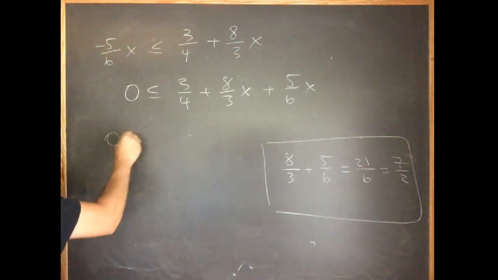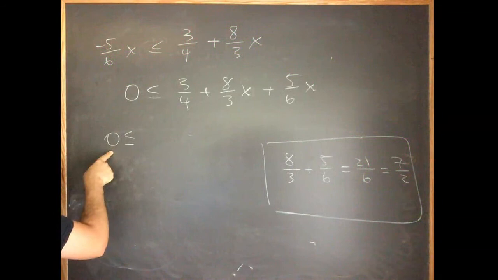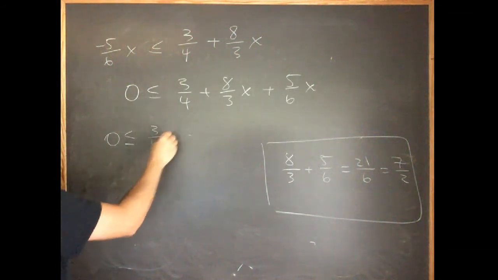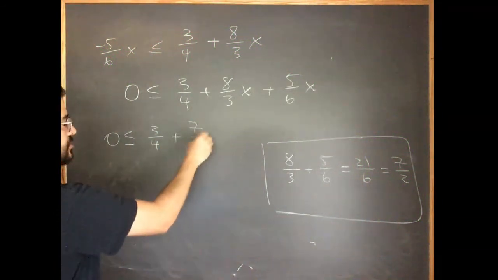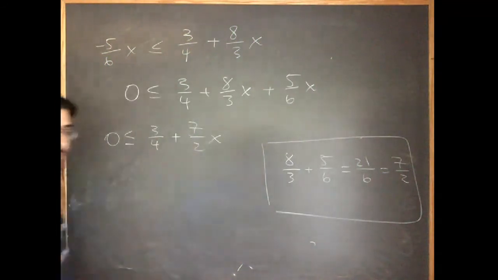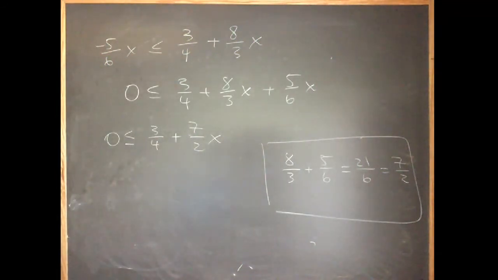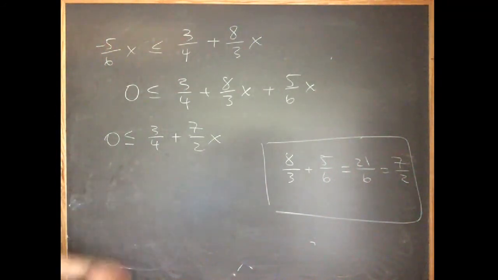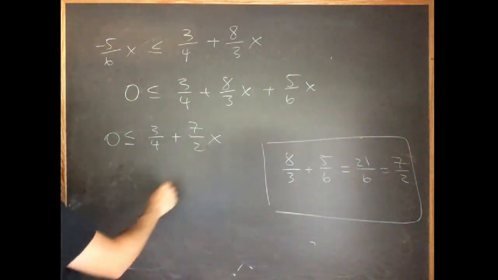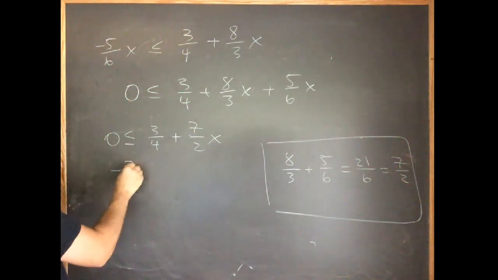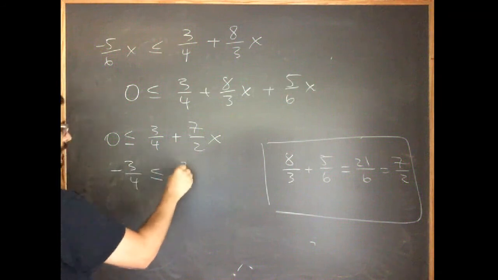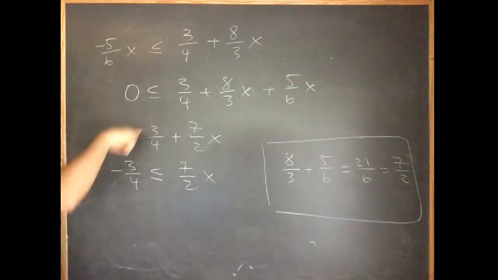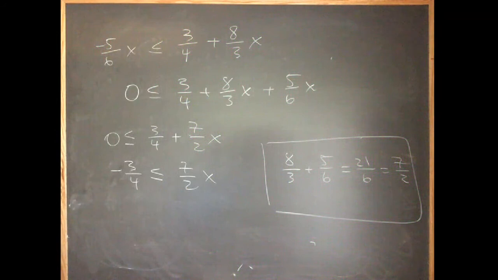So we could have just jumped right to the following. 0 is less than or equal to 3/4 plus 7 over 2x, because that's what would have happened if we added those two together, right? And notice that this inequality is just saying whatever that is, it's positive, right? Okay, so subtract the 3/4 to the other side so that we isolate the x on its own. And you'll notice that I haven't changed the inequality. I'm keeping the same less than symbol because I haven't divided or multiplied by a negative.